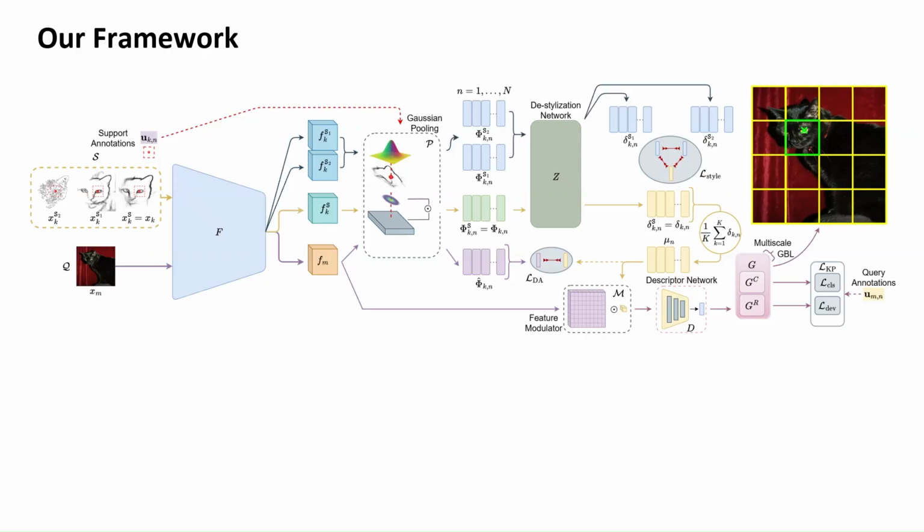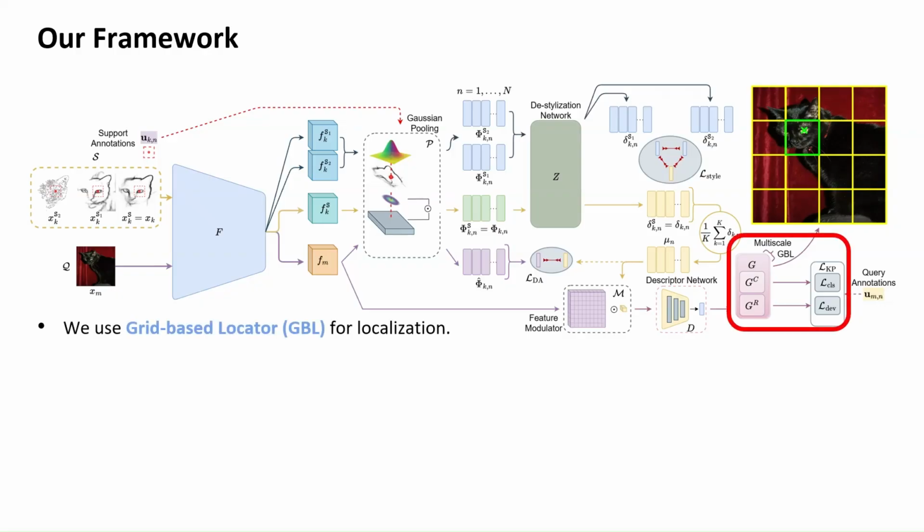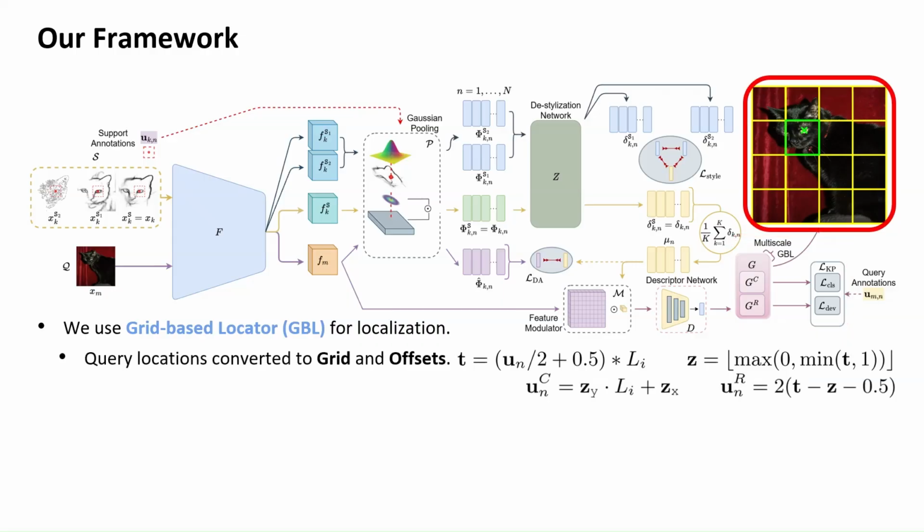For localization of the key points in the query photos, we use a grid-based locator or GBL at multiple scales. First, the query key point ground truth locations are converted into grids and offsets. The entire image is divided into grids and the offsets indicate how far the key point is from the center of each grid patch. The GBL has two components which are used to perform the localization.